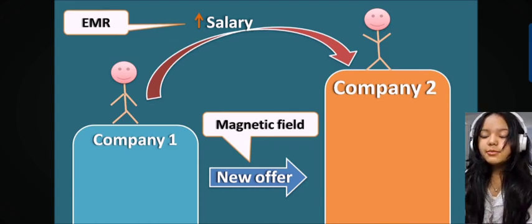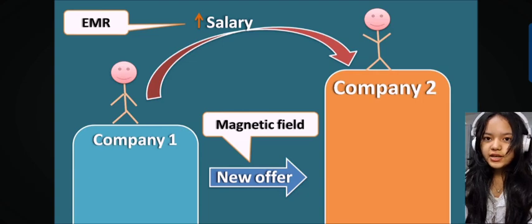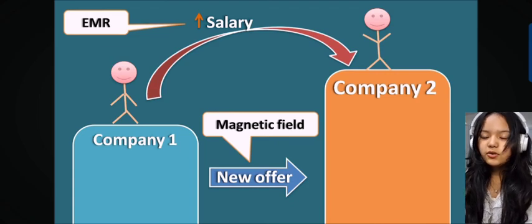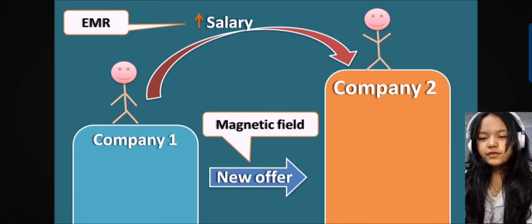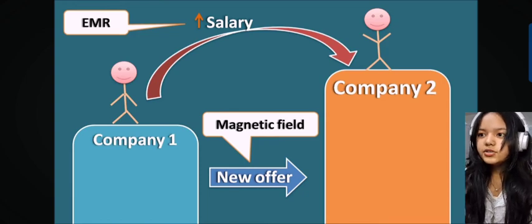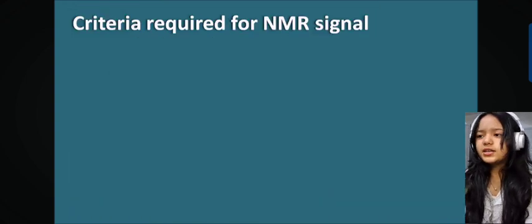So when we apply the magnetic field, the nucleus will have two states, the ground state and the excited state, but it can jump from the ground state to the excited state only when sufficient energy is applied, and it should resonate with the energy gap between these two states. So that is NMR. So what are the criteria required for an NMR signal?